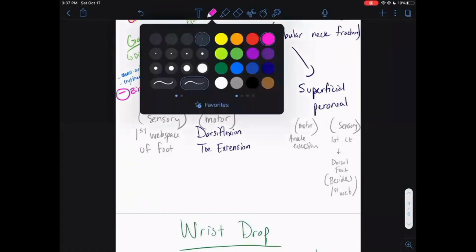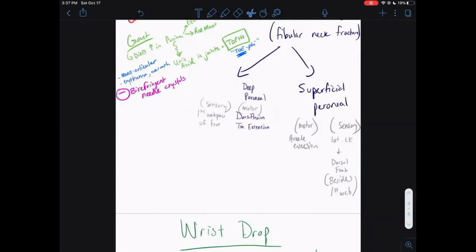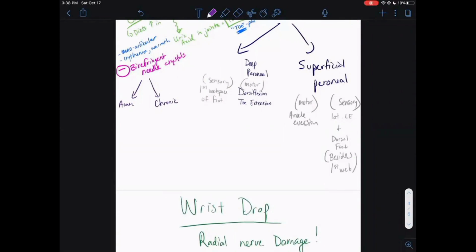So let's break this down into acute versus chronic attacks. And let me make some more space here for us because we're running out of space. All right, so we'll say it can either be an acute or a chronic gout attack. All right, so to treat acute attacks, you basically want to stop the inflammation as fast as possible. So you want to really give them either NSAIDs, all right, or steroids. And then another medication you can give them is colchicine.